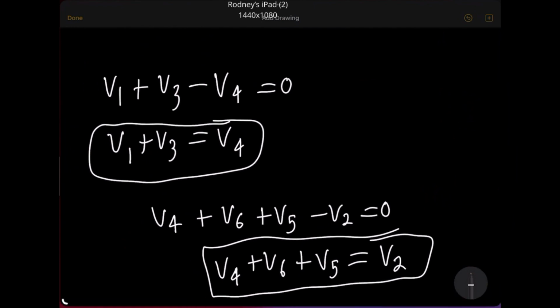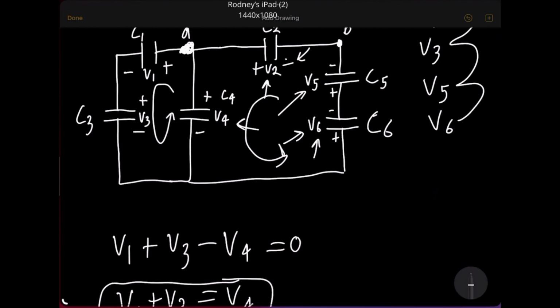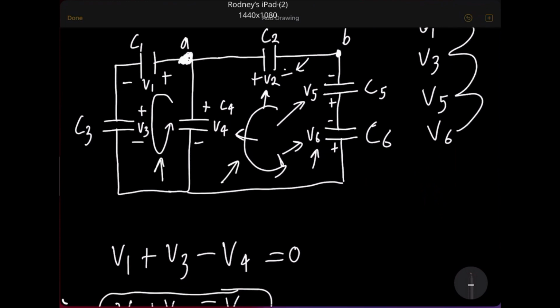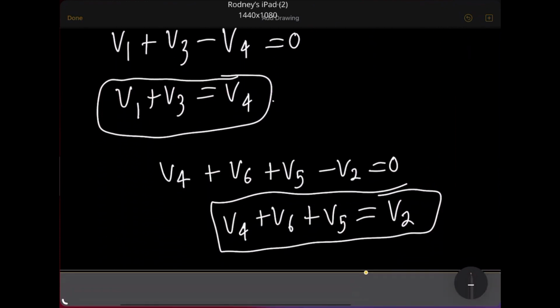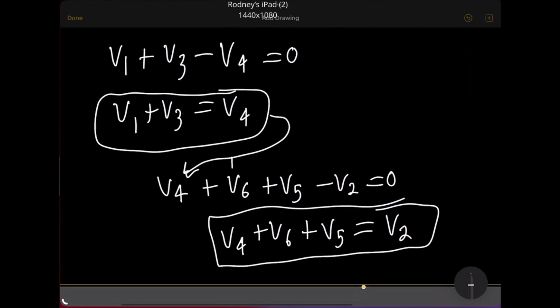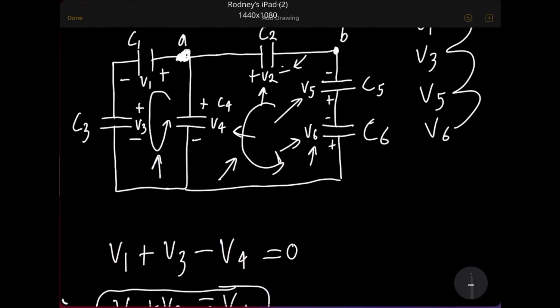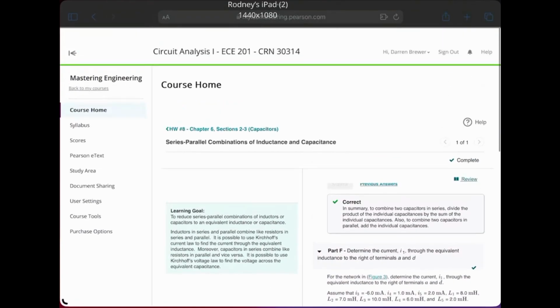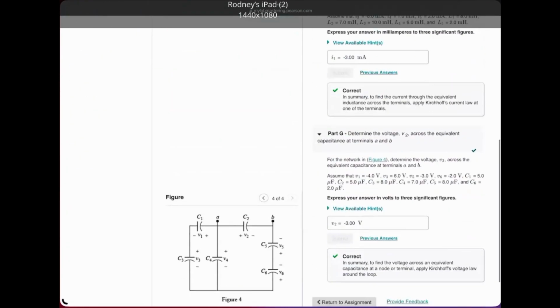So we solve for V4 in the first circuit on the left. Then we do the right. We plug in V4. We have three knowns, V4, V6, V5. So we can solve for our one unknown, V2, in the second circuit. And that's it. That is all the homework here, for the most part.